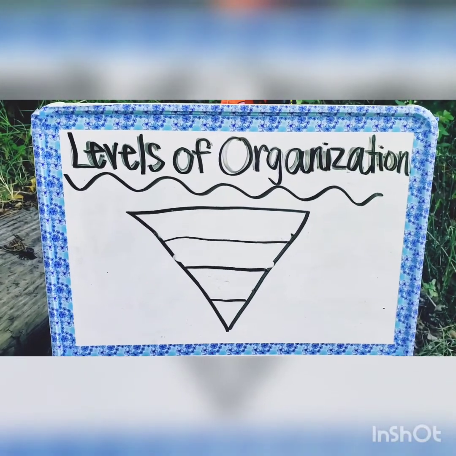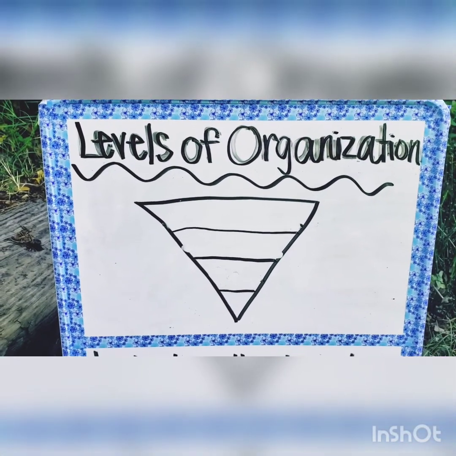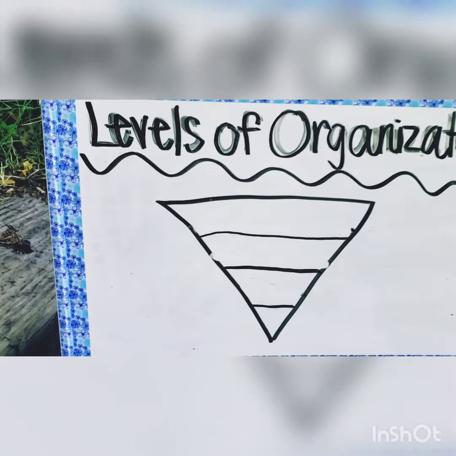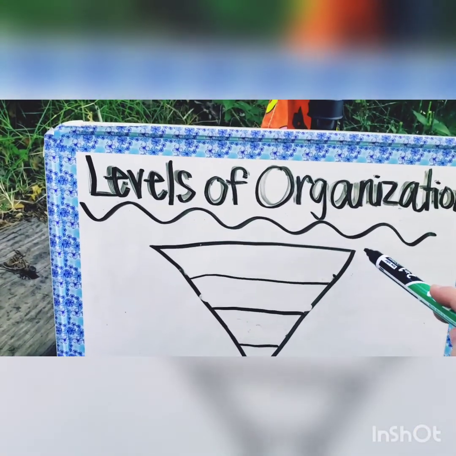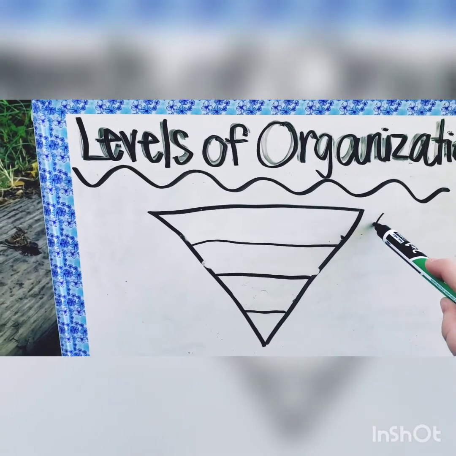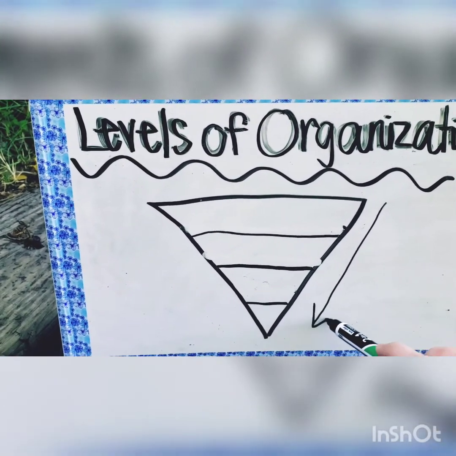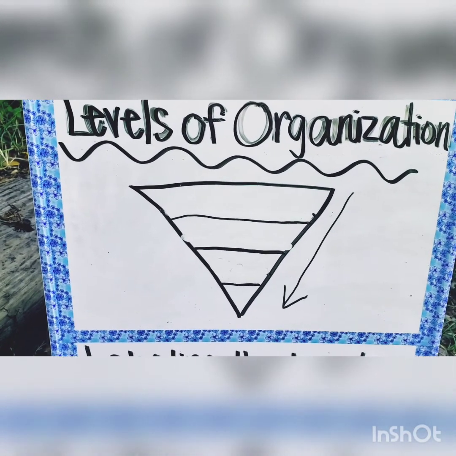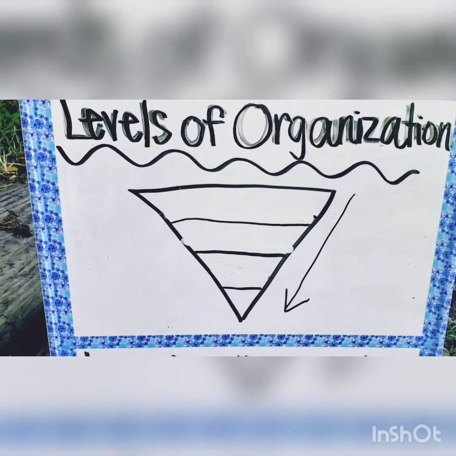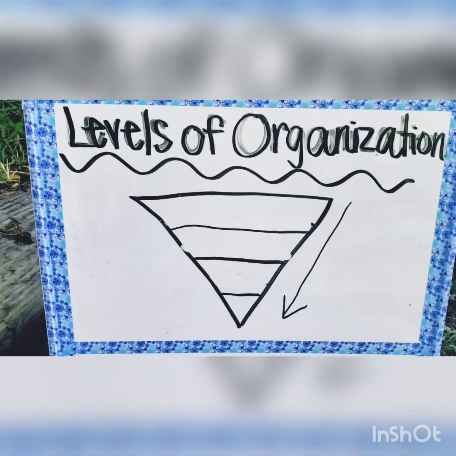All right, so our levels of organization is going to encompass 4 different parts. The way I like to look at it at first, just because I'm a visual person, is like a pizza. As you go down the levels of organization, you're going to be getting more and more specific, so the things that you're organizing are going to get smaller and smaller.